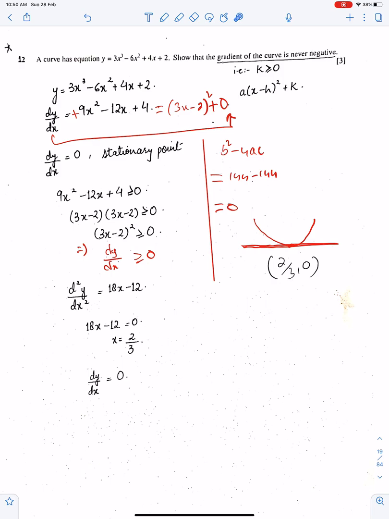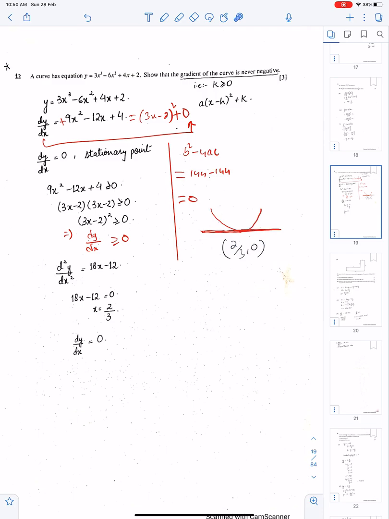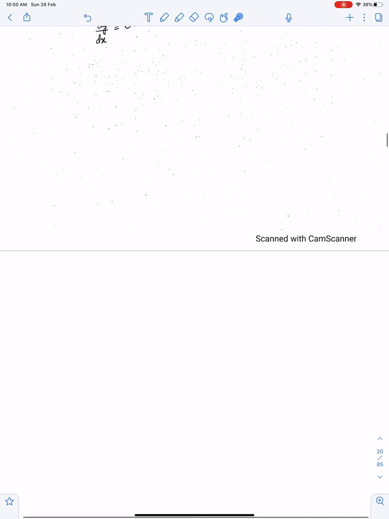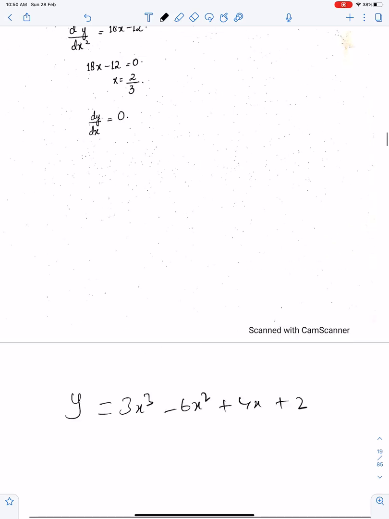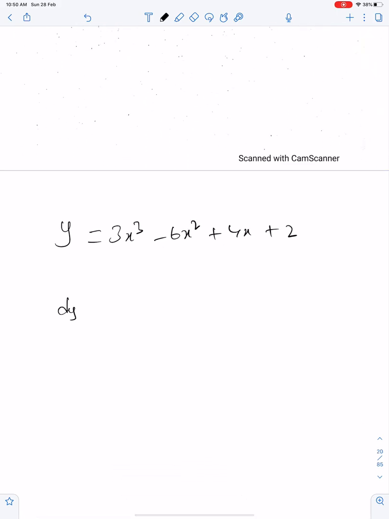I'm solving this question here for you all so that you can understand this concept well. This is the proper solution of question 12: 3x cubed minus 6x squared plus 4x plus 2. Let me check this again. Well, number one, get the expression of the gradient.